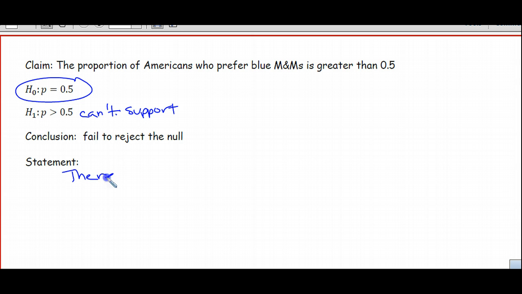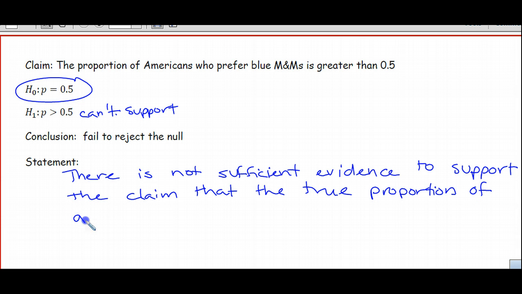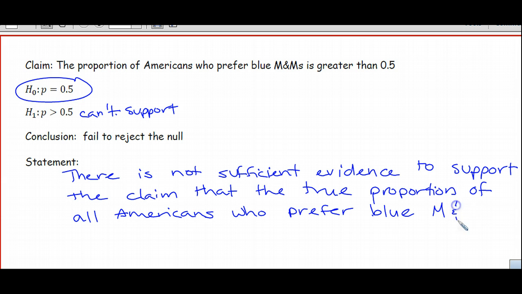So we're going to say there is not sufficient evidence to support the claim that the true proportion of all Americans who prefer blue M&Ms is greater than 0.5. So there's not enough evidence to support the claim that it's greater than 0.5.